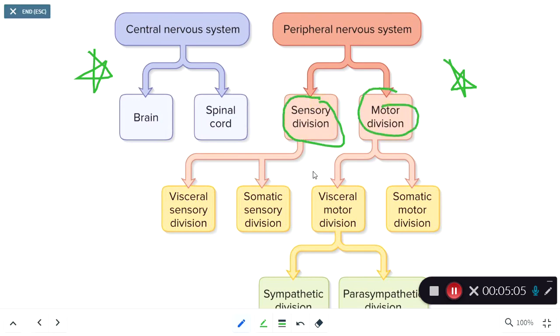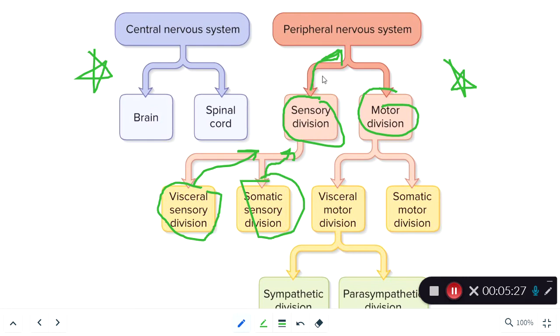And I'm not a big fan of the arrows here. I think for the sensory division side, we should have the arrows going up, because it's going to send the information to the brain and spinal cord, to the CNS. And within that sensory division, we have the visceral and somatic sensory divisions. We'll talk about those in more detail in a bit.